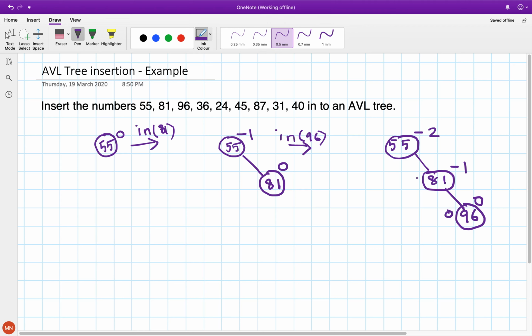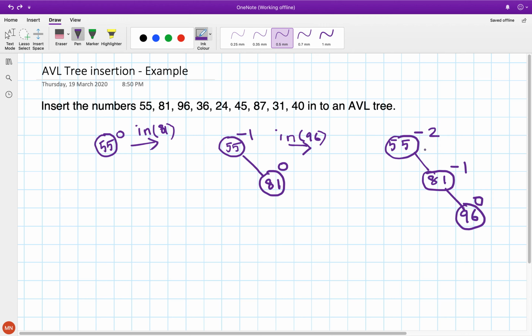The reason for getting this 55 a balance factor of -2 is this has a height 0, this has a height 1, and the height of the left subtree will be assigned as -1 because 55 has only one child, that is 81. The height of the other child will be taken as -1 by default. So the height will be -1, and the height of 81 is 1, so -1 minus 1 is -2. So we got the balance factor of this one as -2, so this is a violation of the AVL condition.